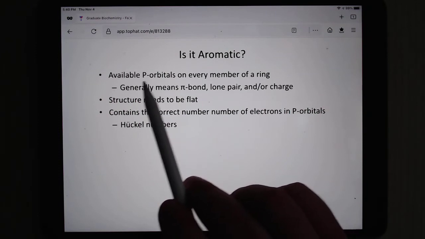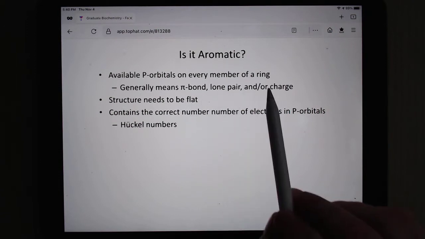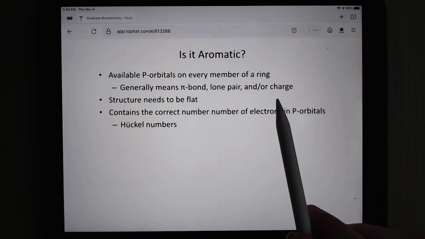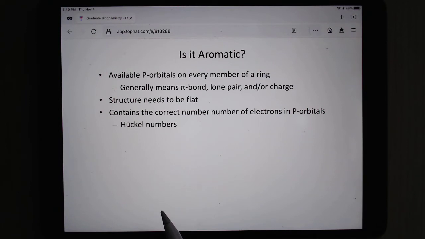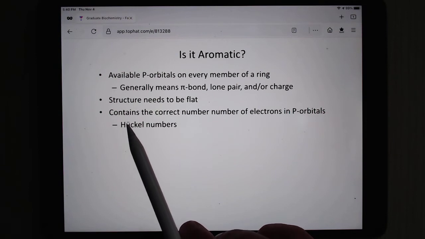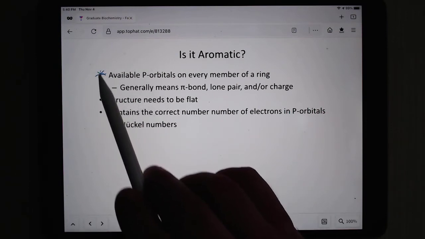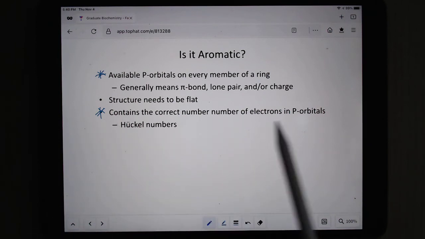And you know if there's a p orbital because it's part of a pi system, if there's a lone pair, or if there's a charge on the atom. If we satisfy at least one of these conditions on every member of that ring, then it has the potential of being aromatic. The structure does need to be flat, although that's a little more difficult to determine when we're drawing it. But the big thing is that it contains the correct number of electrons in the p orbitals, and these are what are called the Huckel numbers.